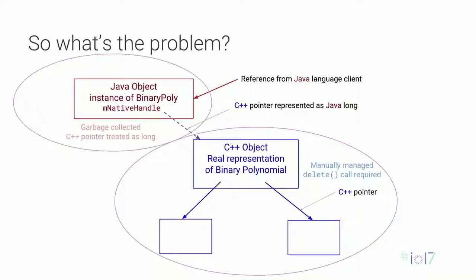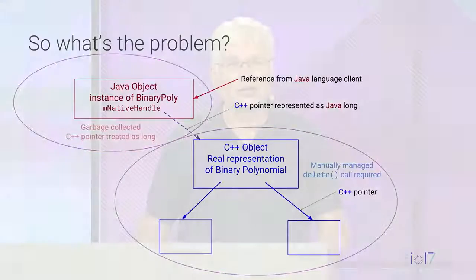So what's the problem with doing this? The problem comes into play when we try to think about how memory gets managed and how objects get deallocated. On the Java language side, we have a garbage collector that cleans up after us, and we generally don't have to worry about this too much. When things are no longer referenced, they go away. When they become unreachable, they go away.